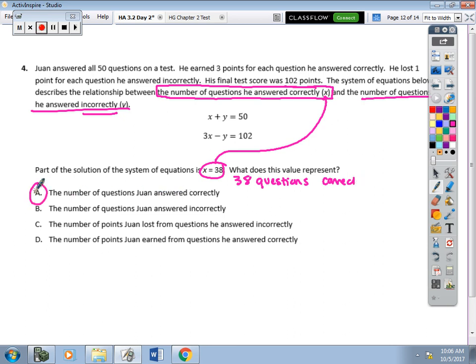That's it. Let's double check. The number of questions he answered incorrectly. No, that would be what his y coordinate would be. The number of points Juan lost from the questions. Nope. The number of points he earned. No. Because each correct question was worth 3 points. So you'd actually take 3 times 38 to get that. So the answer again was A.